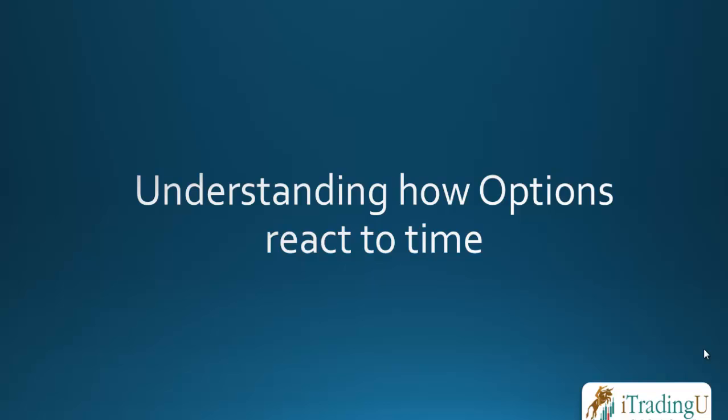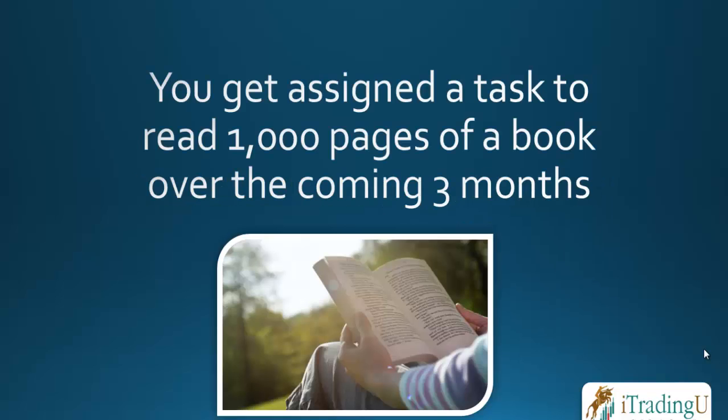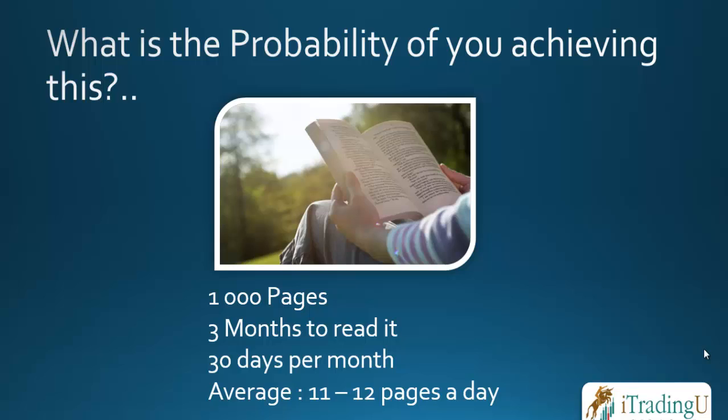In order to understand which strike rate to choose, it is important to understand how options react to time. So let's look at an example. Let's assume you're assigned a task to read 1,000 pages of a very, very big book over the coming 3 months. The first question you'll probably ask is, what is the probability of achieving this? So let's break it down into smaller steps. If we have 1,000 pages and we have 3 months to read it, there's 30 days per month. On average, we need to read about 11 or 12 pages a day. If we can continue at that trend, we'll hit our target.